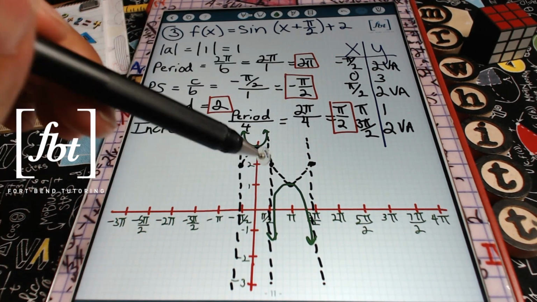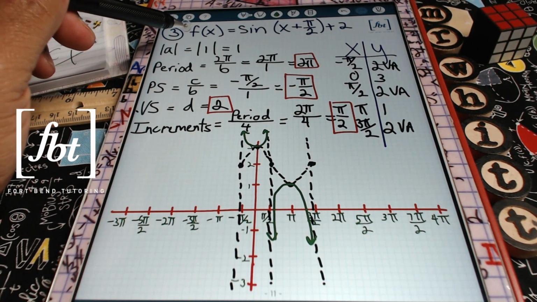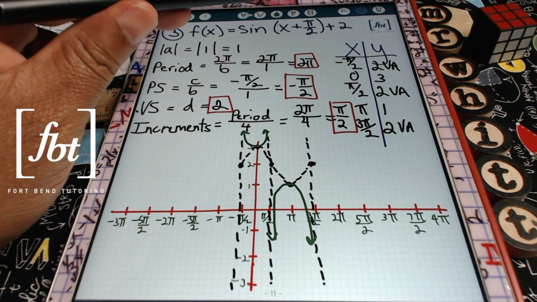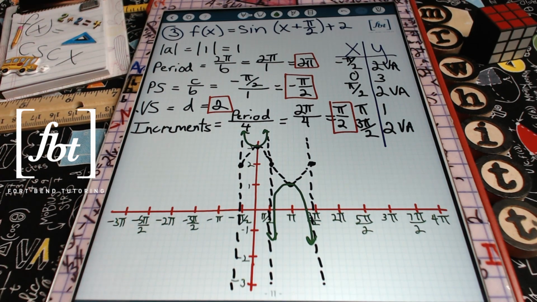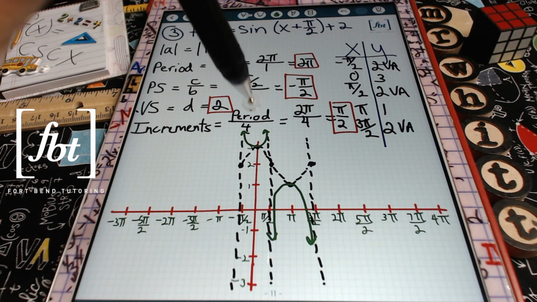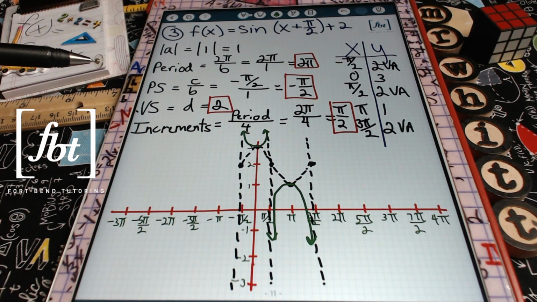So remember that the graph in green is going to be the graph of f of x equals cosecant of x plus pi over 2 plus 2. And we simply use the sine function as a tool to assist us in the graphing process. That was problem number 3, guys. On to the next problem.